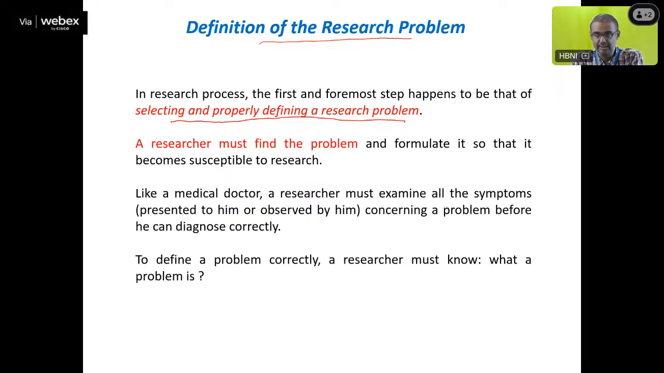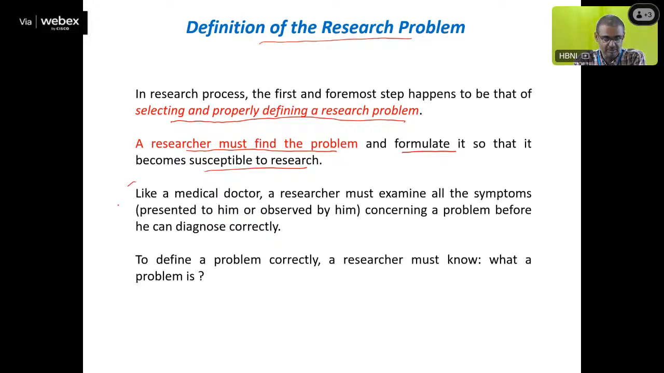So how will we find the research problem? This is how a researcher must find the problem and formulate it so that it becomes susceptible to research. This is the first and foremost criterion for problem selection.